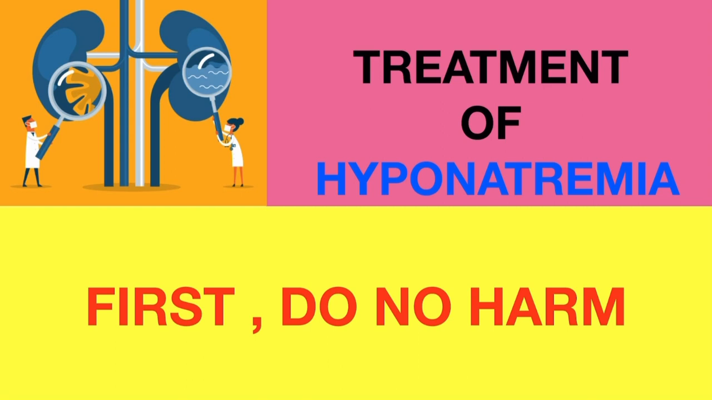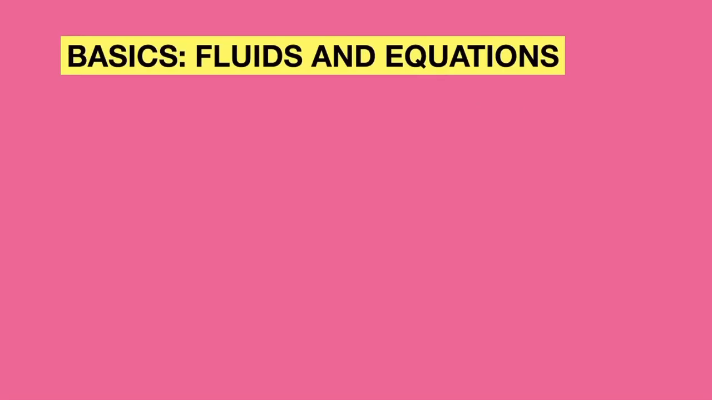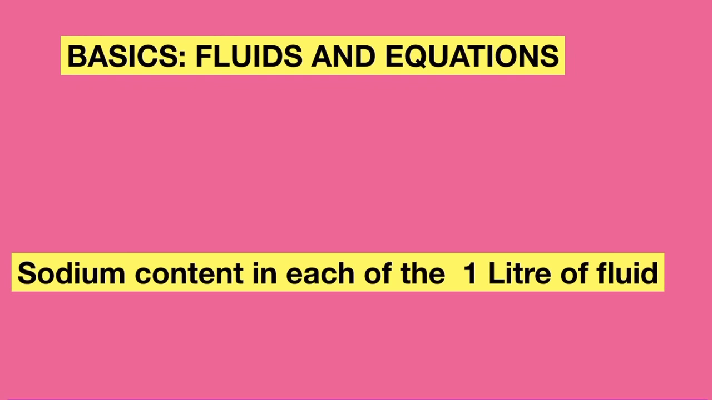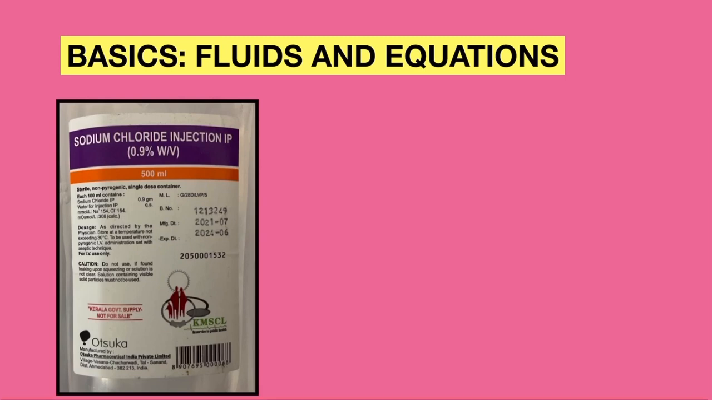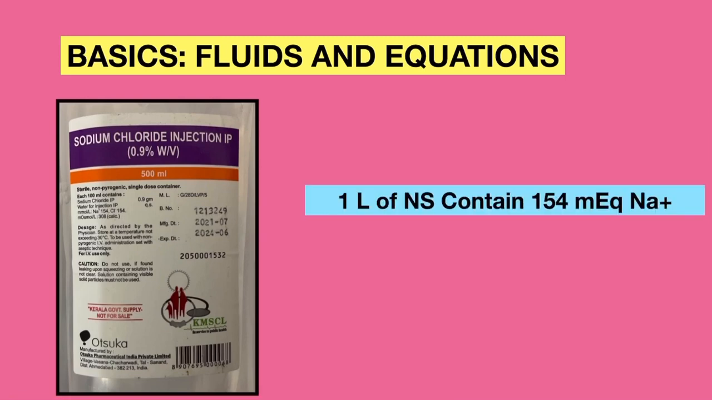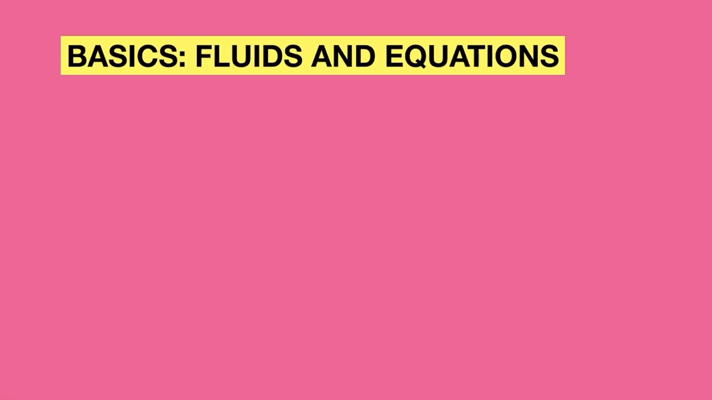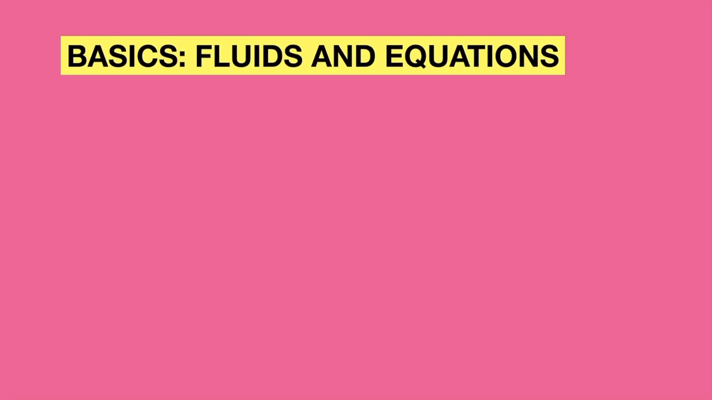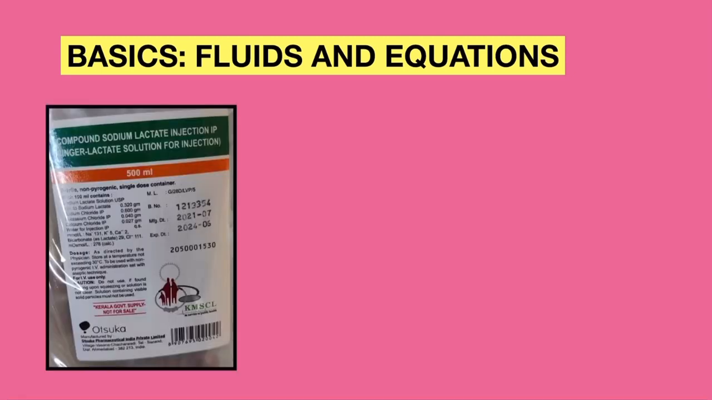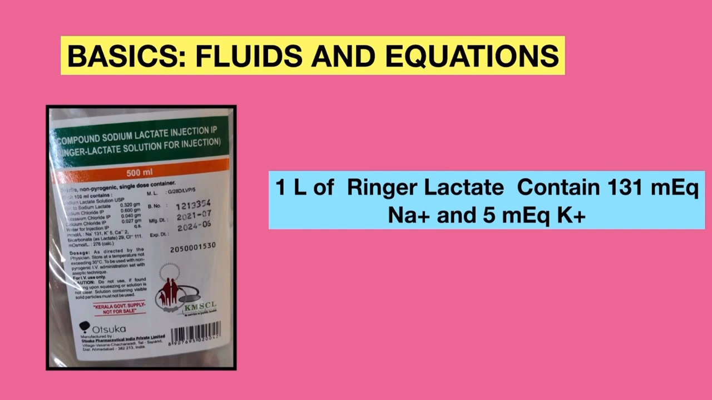So, let's get started. We will begin with a foundational understanding of fluids and their sodium content. First, we will see how much sodium is there in each 1 liter of different fluids that we use in common practice. In case of normal saline, 1 liter contains 154 milliequivalents of sodium. In case of 3% saline, it is 513 milliequivalents per 1 liter. And in case of ringer lactate, it contains 131 milliequivalents of sodium and 5 milliequivalents of potassium.